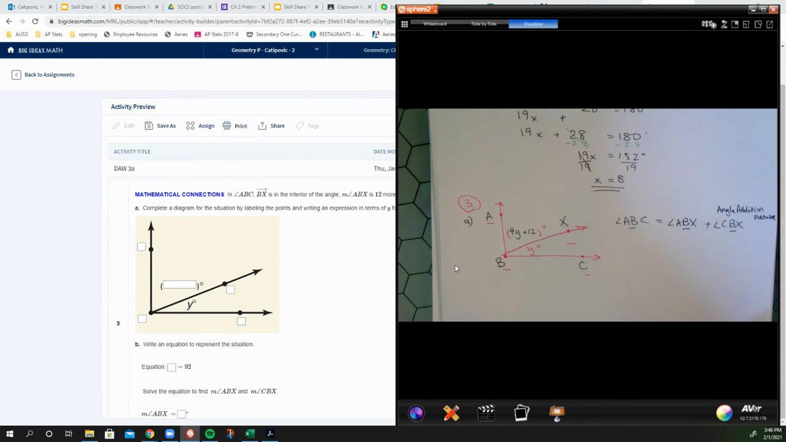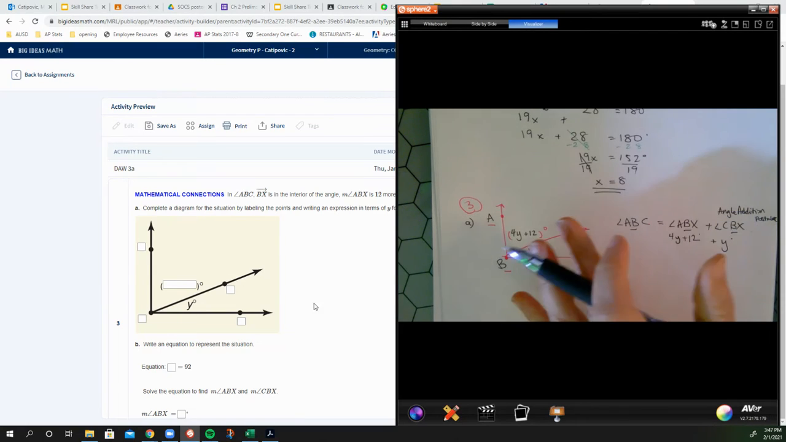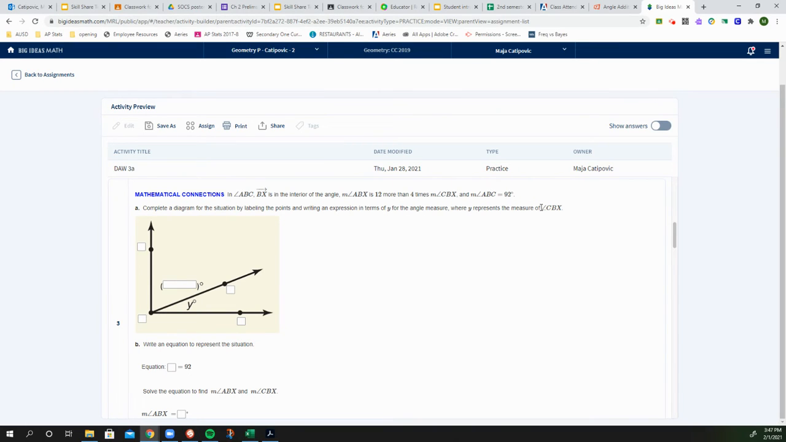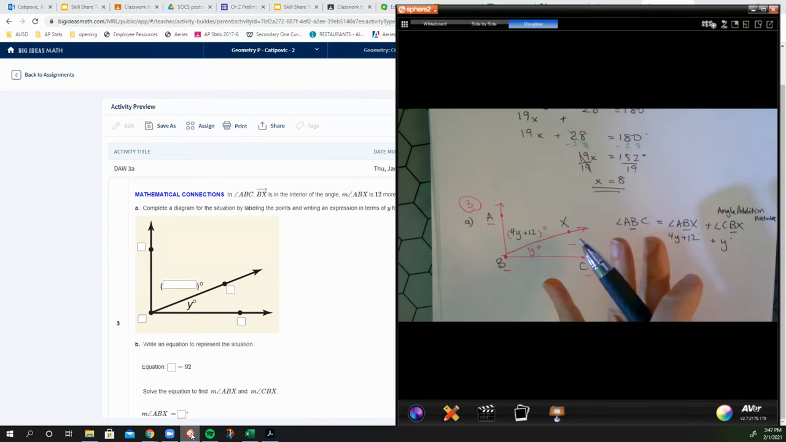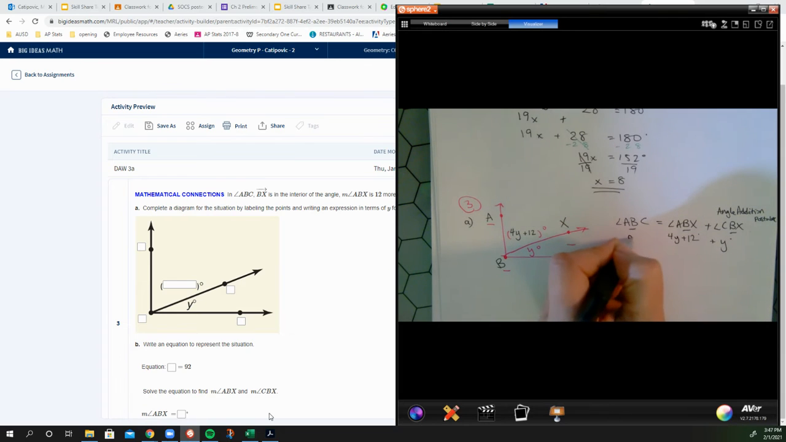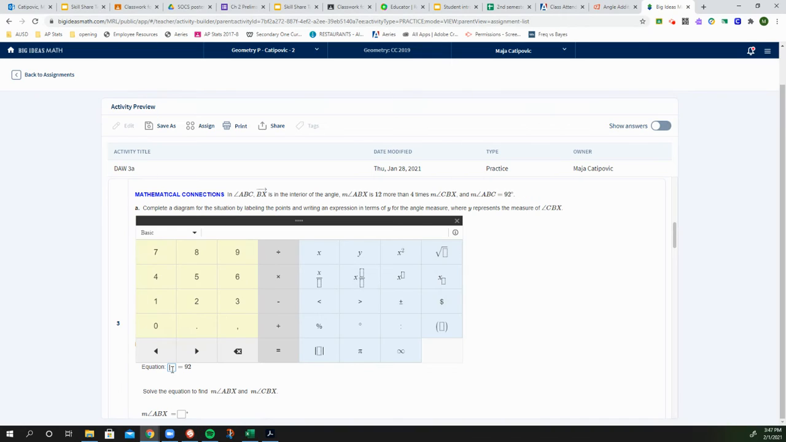So write an equation to find these two angles, use these expressions. So we have angle ABX is 4y plus 12. We have angle CBX is just plain y. And then the last bit of information is really hard to put in the diagram, but it did say in the text, it said angle ABC is 92. So angle ABC gets replaced with 92. So that's my equation. That's what I write in here.